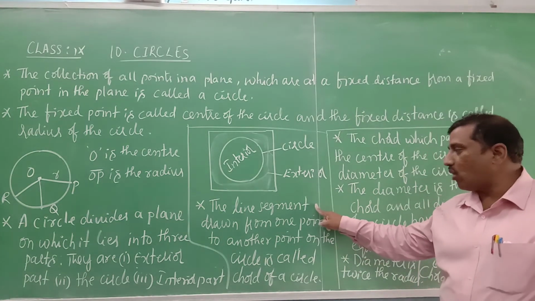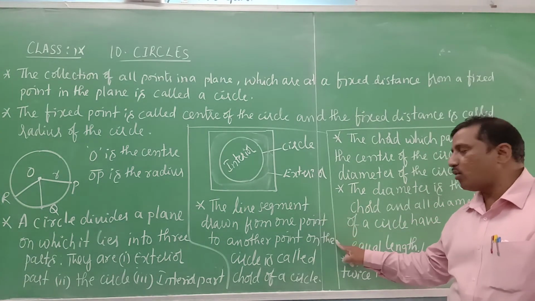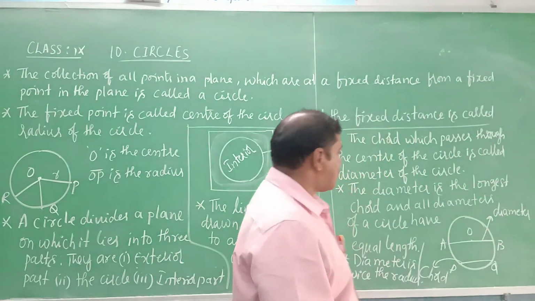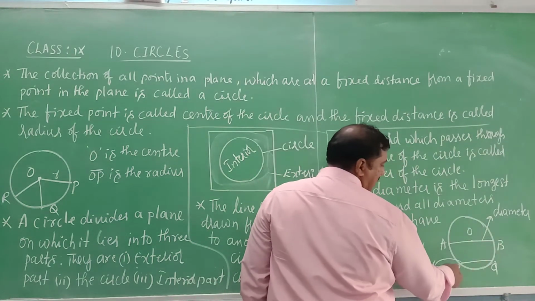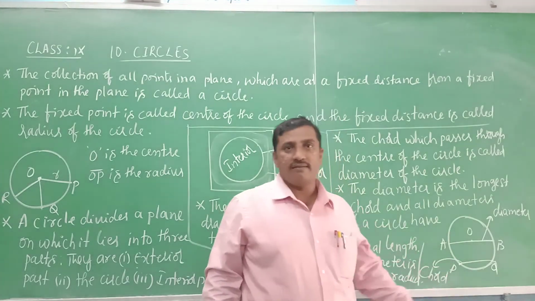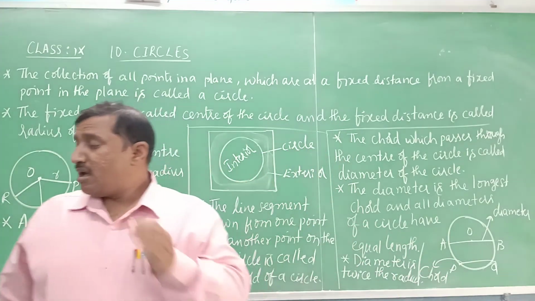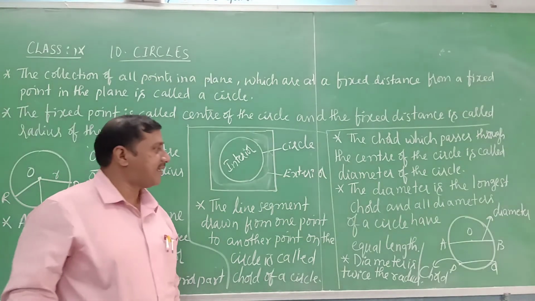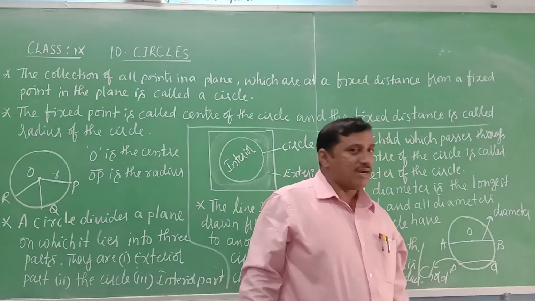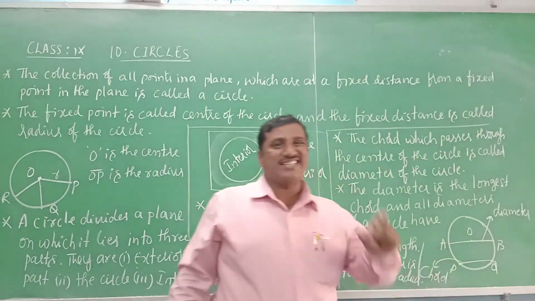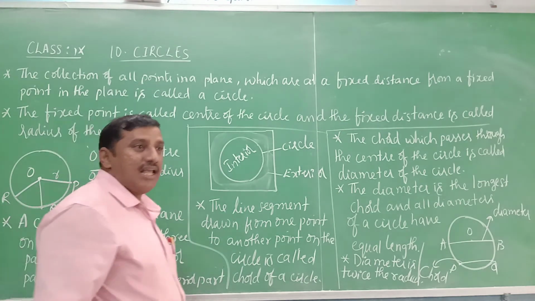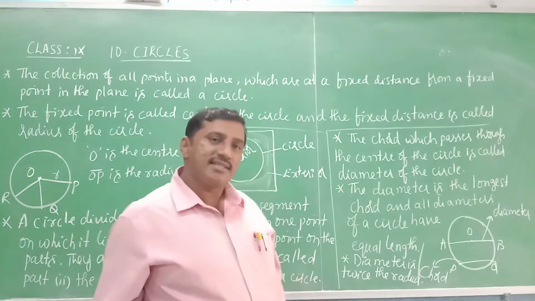Now the line segment drawn from one point to another point on the circle is called a chord of a circle. So let's see, this is a circle. In the circle, this is point P and this is point Q. So join these two points, we'll get a line segment, that is PQ. The PQ line segment, which is drawn from point P to point Q, is called the chord of the circle. How many chords can we draw in a circle? Infinite chords we can draw in the circle.